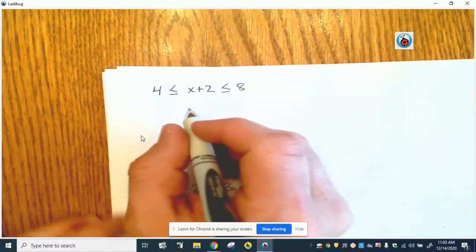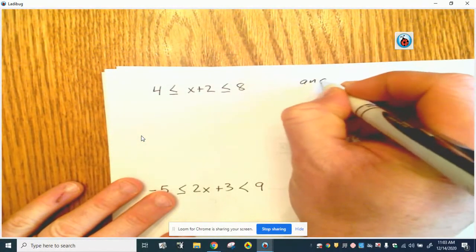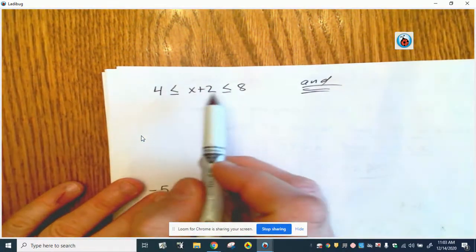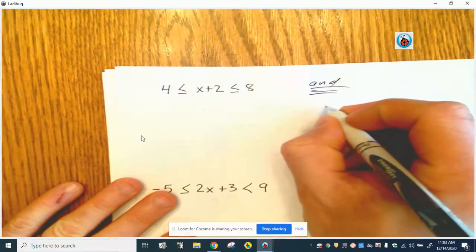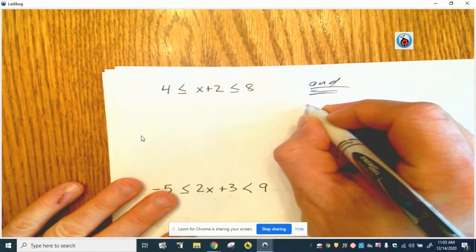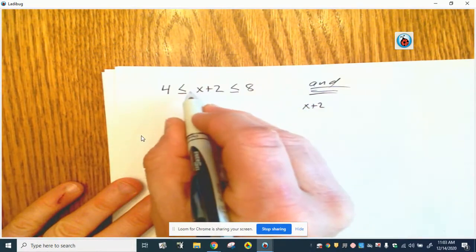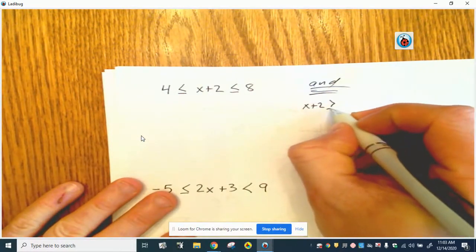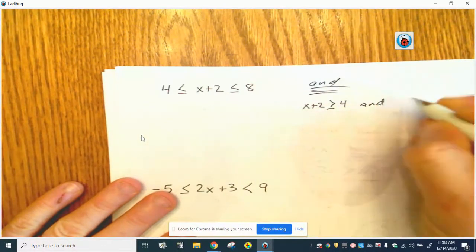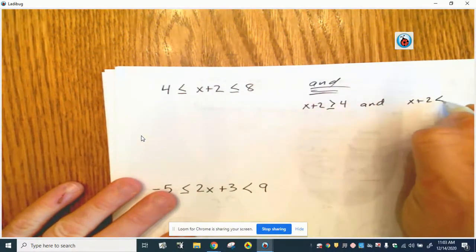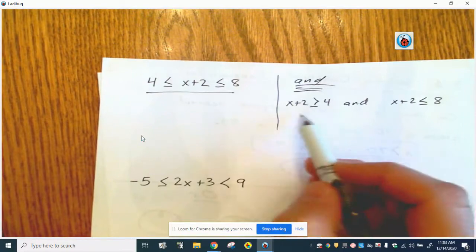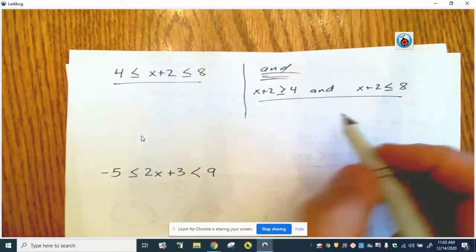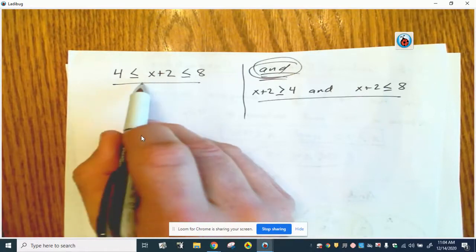Now, we're going to run into some problems that kind of look like this. This is definitely an "and" situation, okay? I know that because it's written in the shorthand notation. This means the same thing as x plus 2 has to be greater than or equal to 4, so we could write it like this, and x plus 2 is less than or equal to 8, okay? These two things mean the exact same thing, okay? I knew it was an "and" because it was written like this.